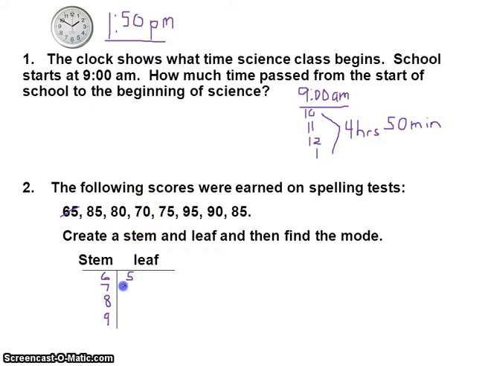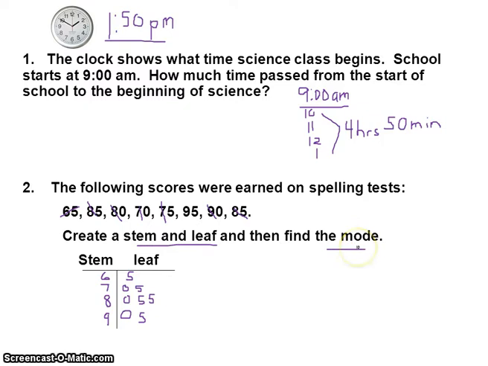And then a 70 and a 75. And then I've got 80. And it looks like I have 2 85s and a 90 and a 95. So I've created the stem and leaf, and now find the mode.